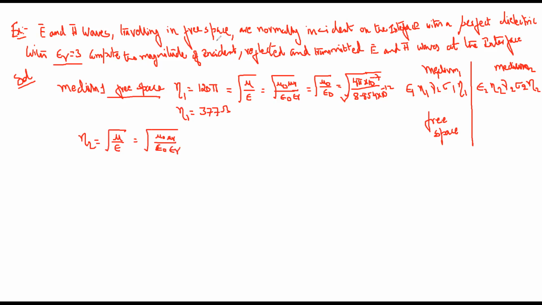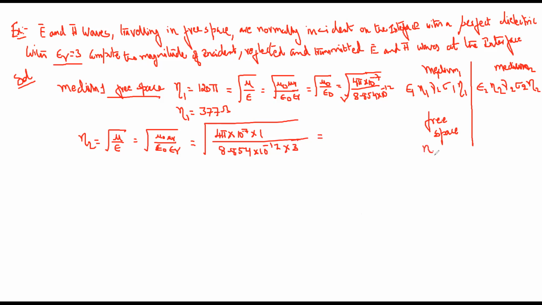See, the E bar and H bar waves traveling in free space are normally incident on the interface with the perfect dielectric with epsilon r equal to 3. Now I take mu r equal to 1, and the value of epsilon r is given, that is 3. So 4 pi into 10 to the power of minus 7 into 1, whole divided by 8.854 into 10 to the power of minus 12 into 3. That is eta 2 in the medium.